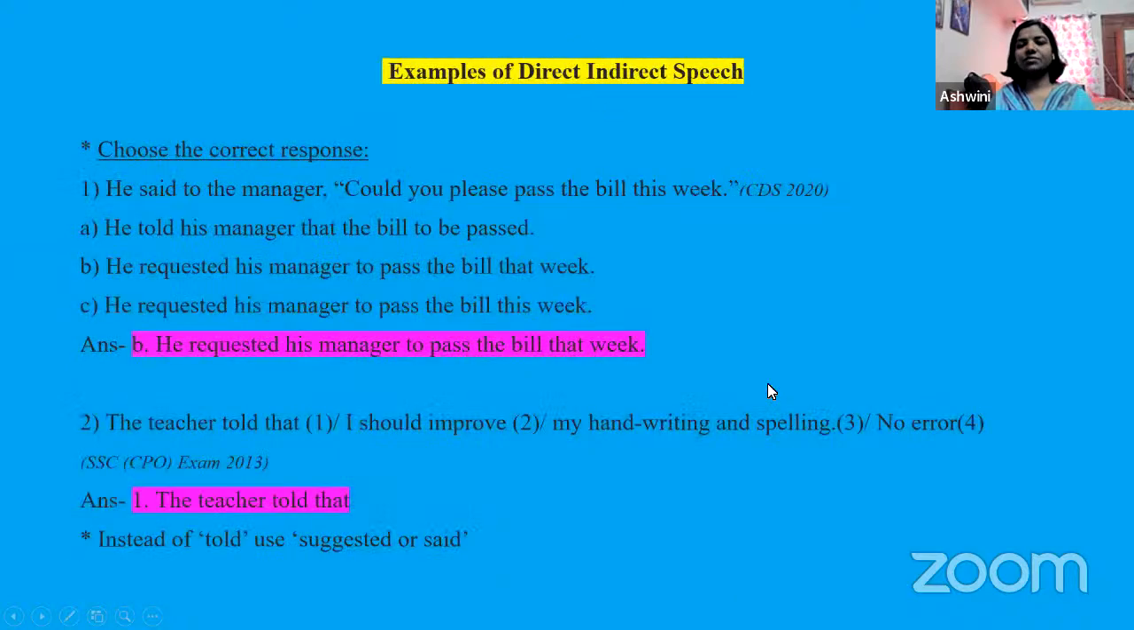Now, what types of questions will they ask you on direct indirect speech in a competitive examination? Choose the correct response, not an error. He said to the manager, could you please pass the bill this week? This question was raised in the CDS examination in 2020. Recently, they asked this question, okay?